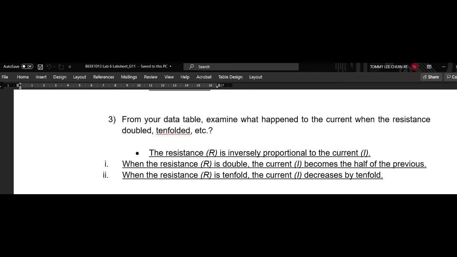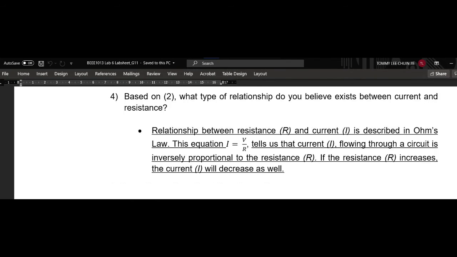Okay, so based on our table 2, the relationship between resistance and current as described in Ohm's law, using the equation that we have derived, I equals V over R, tells us that the current flowing through a circuit is inversely proportional to the resistance, and if the resistance increases, the current will decrease as well.